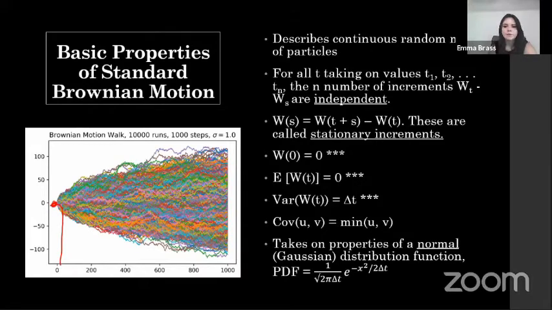We're going to be proving also the covariance or the variance. So the variance of the Brownian at time t is equal to delta t. Again, we're going to be proving that later. We're also going to be going over the covariance, and we're also going to be showing how this takes on properties of a normal Gaussian distribution function. And then also the function W_t, or the Brownian at time t, is a particle's position at time t, which can also be represented by the random variable x.